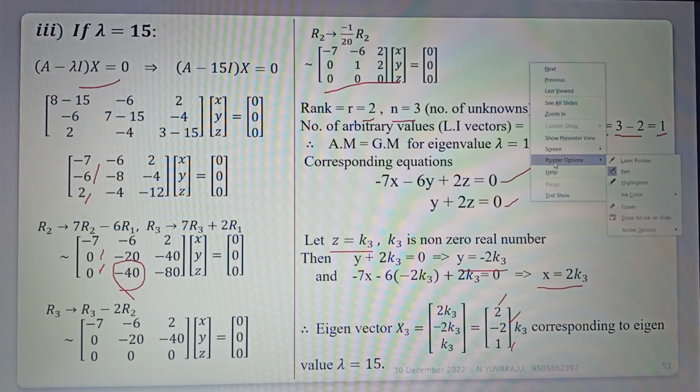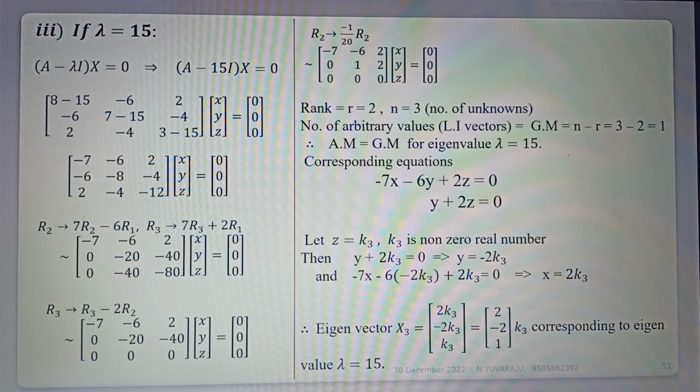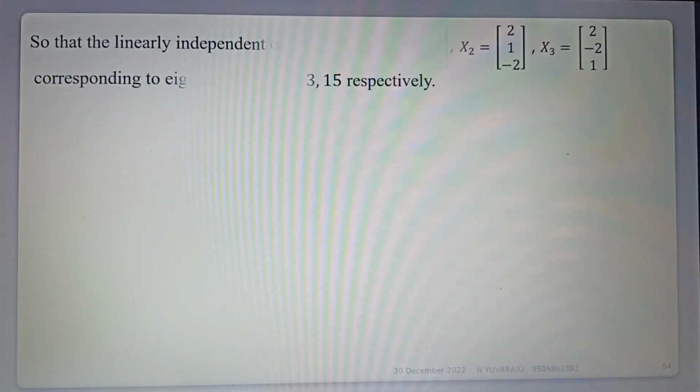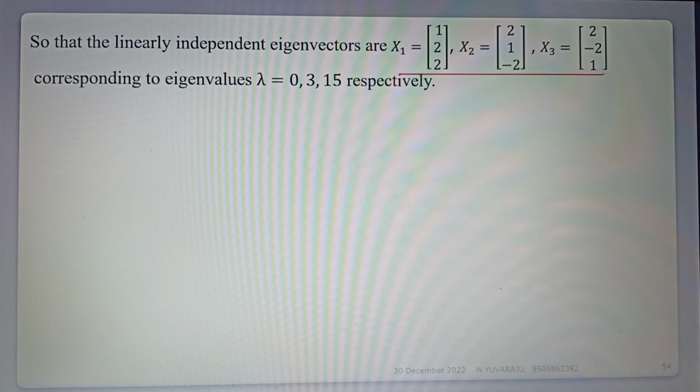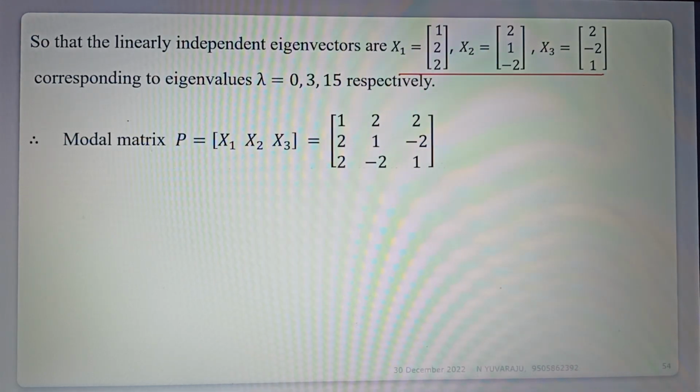So this is the third linearly independent eigenvector. The 3 eigenvectors are completed. Next, write down the modal matrix. These are the 3 linearly independent eigenvectors corresponding to 0, 3, 15. What is a modal matrix? Each column is an eigenvector: first column is the first eigenvector, second column the second eigenvector, third column the third eigenvector.